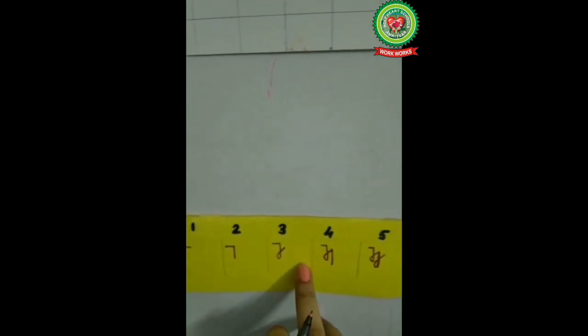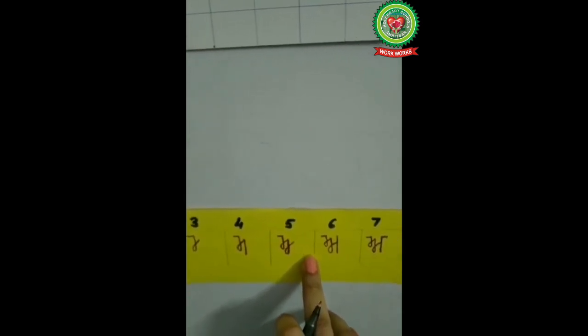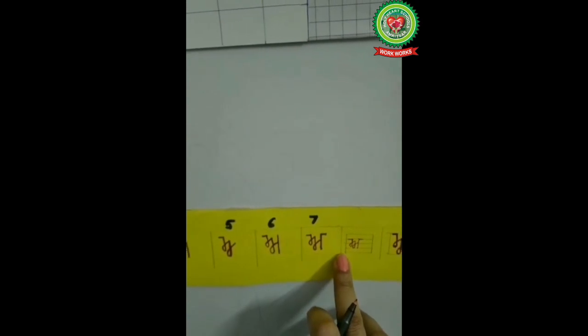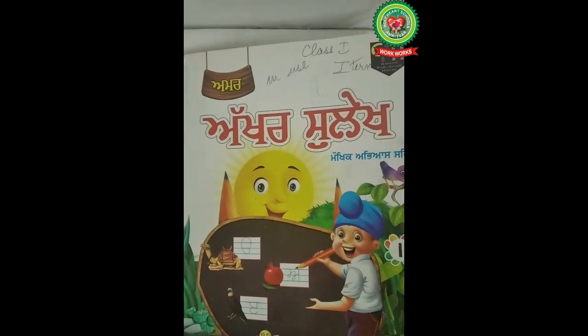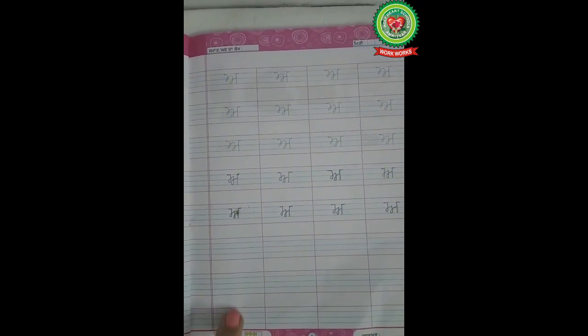Now revise the steps. And you have to write ERA on page number 9 of Akhar Sulekh book. Only 3 lines are left. You have to complete these 3 lines. And you have to practice ERA on square line copy.